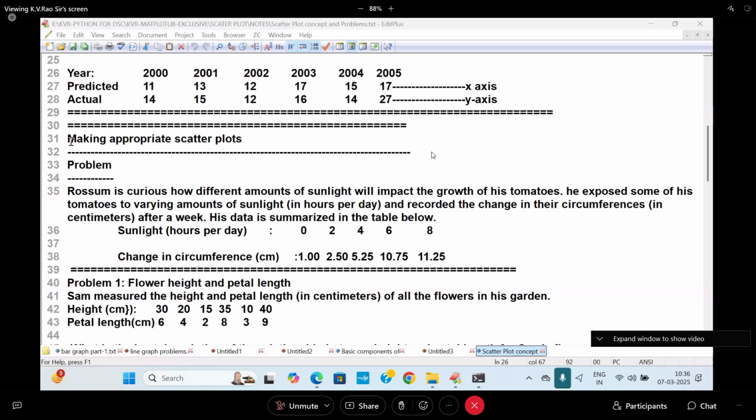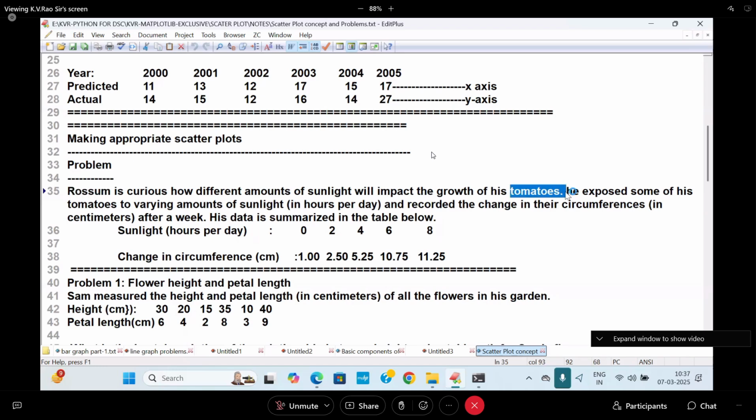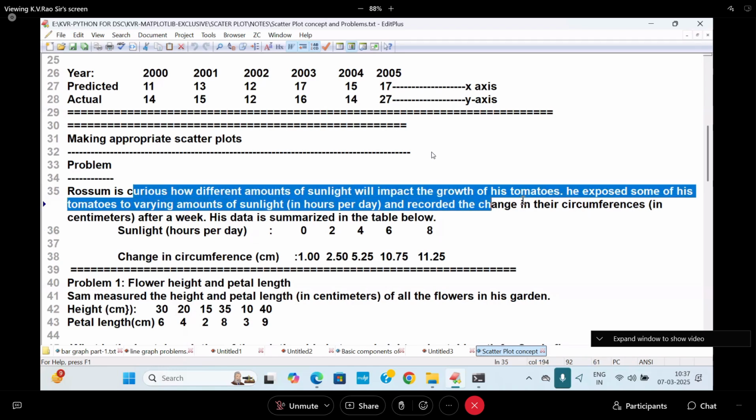Making an appropriate scatter plot. Problem. Repeat. Rostam is curious how different amounts of sunlight will impact the growth of his tomatoes. Actually, this problem had a different name. I changed it to Rostam here. Tomatoes and their growth based on the factor called sunlight. This is a kind of POC here. So, curious how different amounts of sunlight will impact the growth of tomatoes.